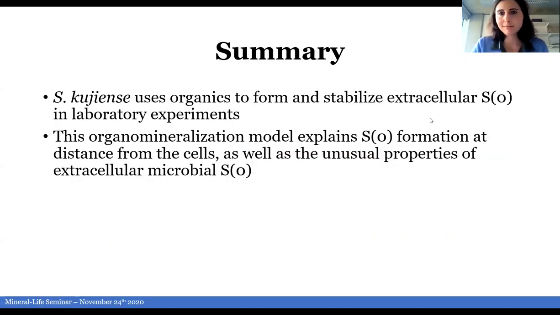So here I have a new summary to once again summarize what I've said so far. We have this microbe, Escogiense, that uses organics to form and stabilize extracellular sulfur in all lab experiments. And this organomineralization model explains quite well the properties of extracellular microbial sulfur. So all is very well.